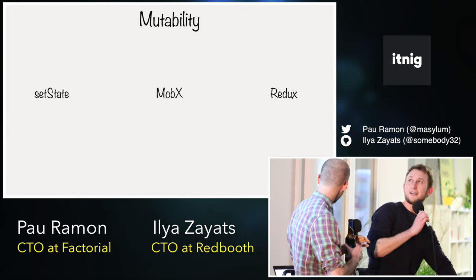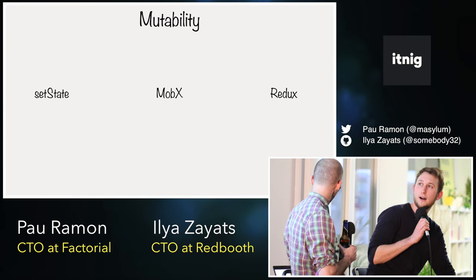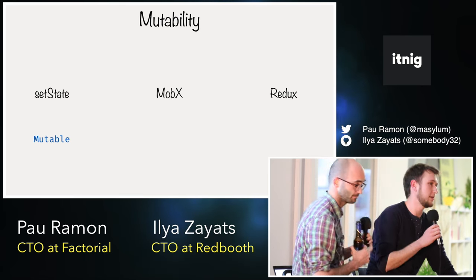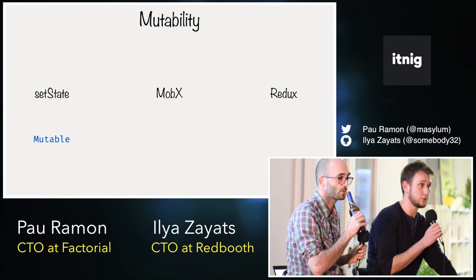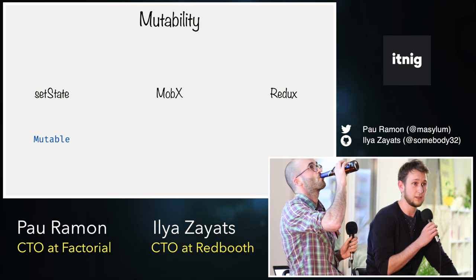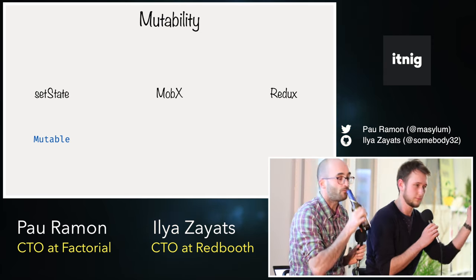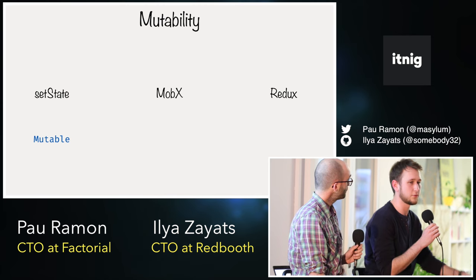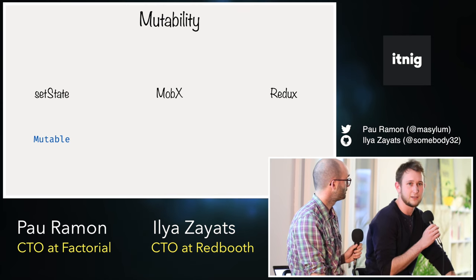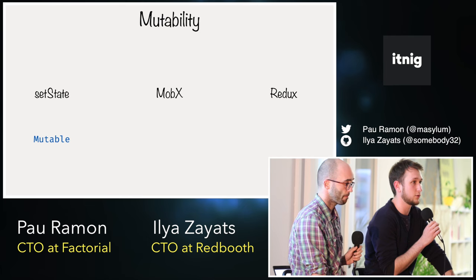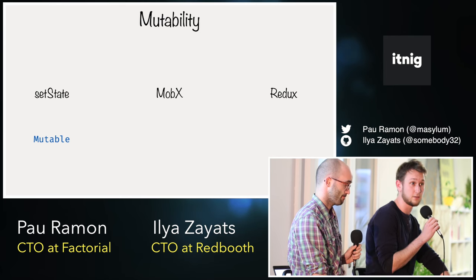So yeah, moving to the next slide is mutability. Because setState is obviously mutable. So you have your object, and if you want to change something, you're calling setState. We don't know how it's working under the hood, but the idea is that you mutate your state and you cannot get the previous state of your component.